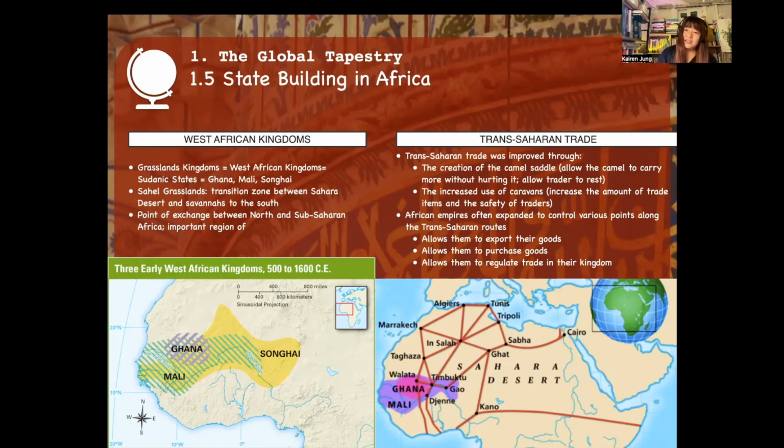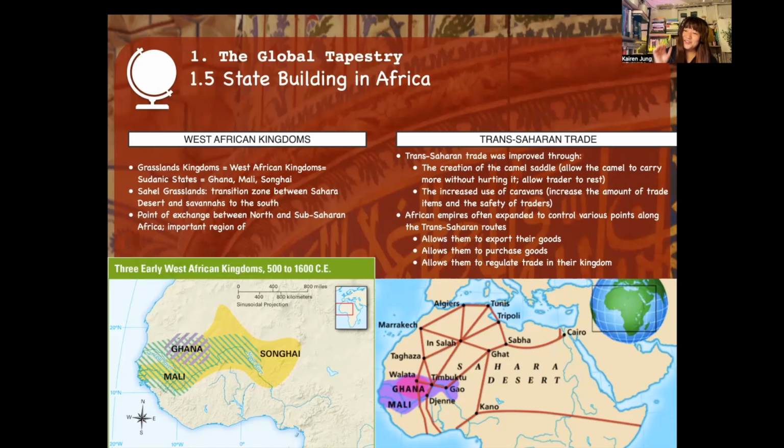African empires often expanded to control these various points along the trans-Saharan routes, as depicted in this picture, where you have these webs, almost like the nervous system of a human body, this trade network, and it has these little nodes where these lines intersect, right? In Marrakech, in Algiers, in Tunis, in Tripoli, Cairo, these are the major centers where trade would occur.